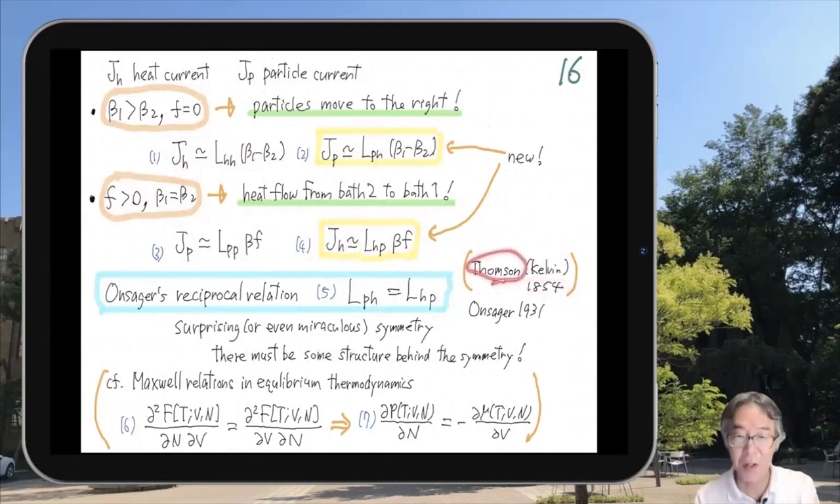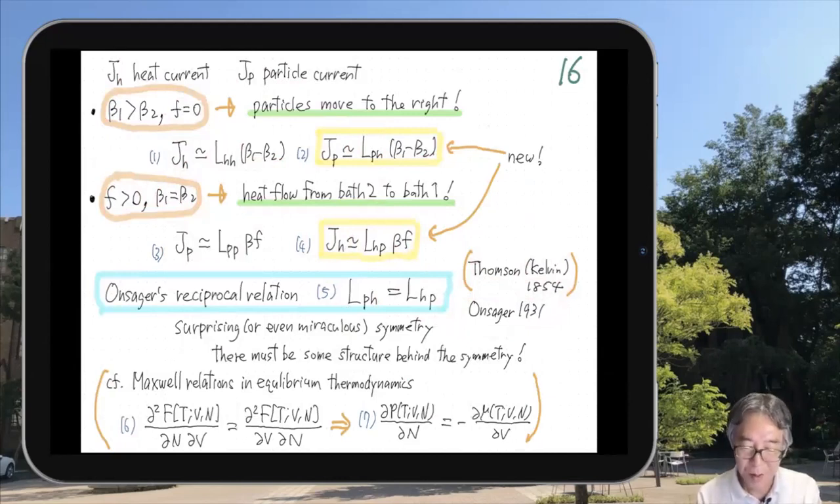Well, Thomson is a gifted person. He's clever, and he found many things for the first time. But a satisfactory derivation was given by Onsager back in 1931. Okay, but anyway, isn't this surprising?